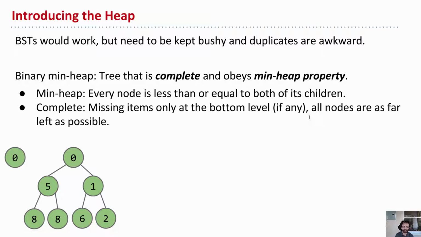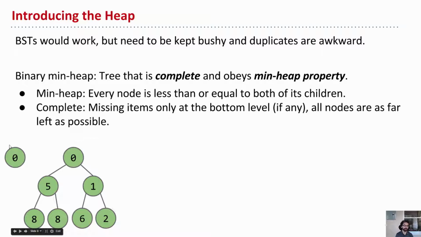This is a bit awkward, this term, but I think it'll become clear by example. Basically, if there are any missing items, if the tree isn't exactly filled out like this one is, then the missing items will only be at the bottom level, and all nodes will be as far left as possible. And we'll see some examples. I could introduce a more mathematical definition, but it just didn't quite feel right in 61B.